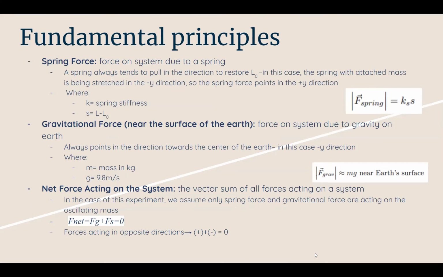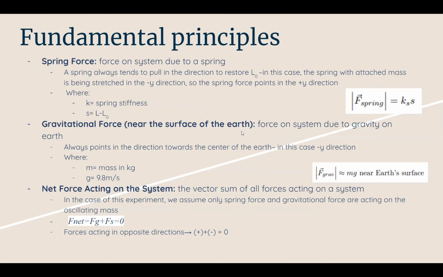The other fundamental principles used: spring force, the force on the system due to a spring, which is given by this equation right here, and that is generally what was used. That makes that oscillating motion. And the spring always tends to pull in the direction to restore the relaxed length. So when the mass is hanging down and being pulled down, it wants to go up, and once the spring is compressed, it wants to be pushed back down.